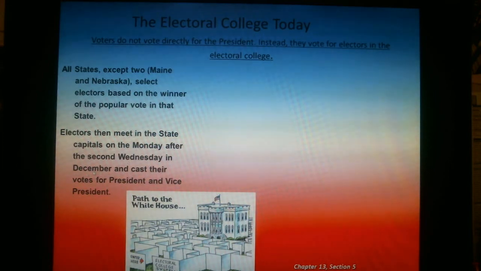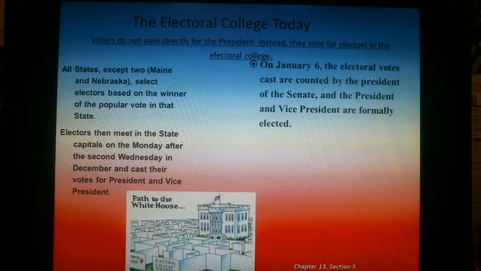Now remember, you and I go vote in November, so therefore our vote has already been done and has been long past. They then come in December at the state capitals across the United States, and they get to vote on both the president and vice president. This is also why we wait till January for the president to be sworn in, because we have to wait actually by constitutional law for these electors to go vote in December. On January 6th, the electoral votes are then cast and counted by the President of the Senate, and the President and Vice President are then formally elected.